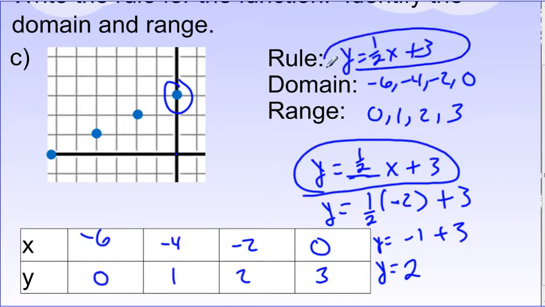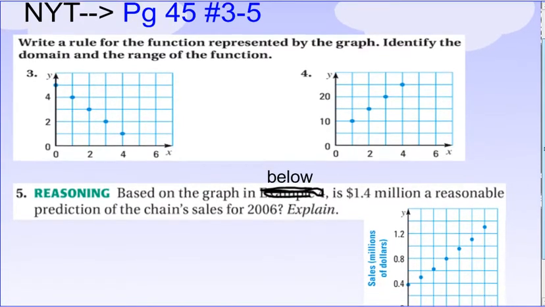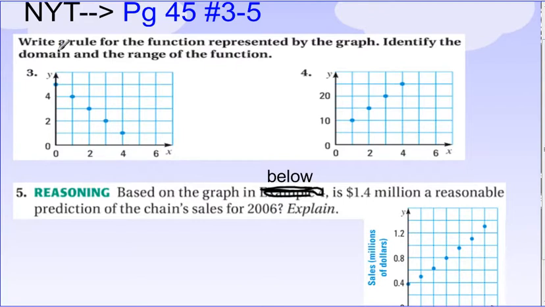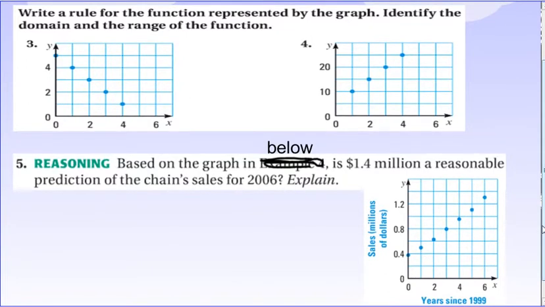Again, this rule was quite hard. You will not find many of them this hard in the future. But for now, I would like you to, it says, write a rule for the function represented by the graph, identify the domain and range. So basically what we did in the last 2 problems. And then here, based on the graph below, is 1.4 a reasonable prediction for the chain sales in 2006? Go ahead and do these 3 problems and pause the video, do them. We'll get back together in just a second.